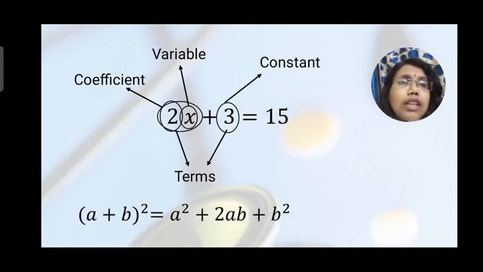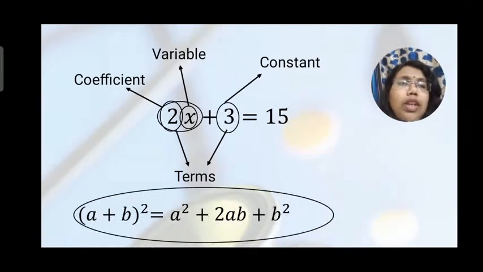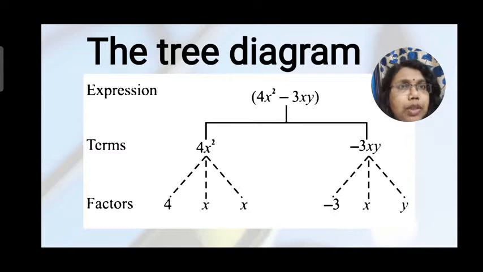Now this entire thing is called an algebraic expression, and when we have something like (a plus b) whole squared equals a squared plus 2ab plus b squared, we call that an identity. This is how we understand algebraic expressions.